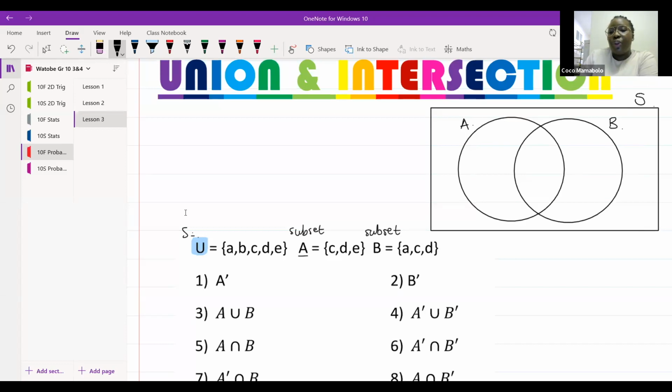Let's start with the union, or not the union, sorry, the intersection. Which values are going to be included in the middle over here? Which two letters are we going to put in the middle here? Amogelang?